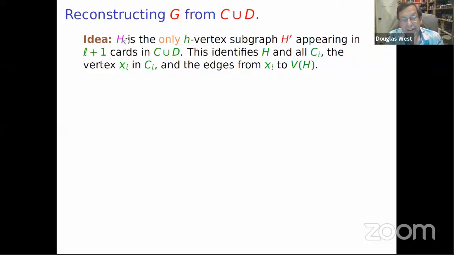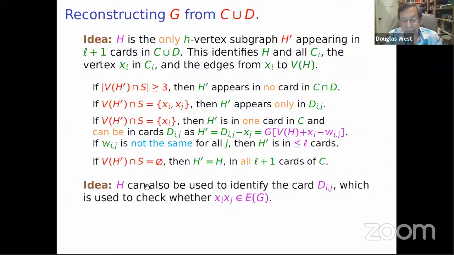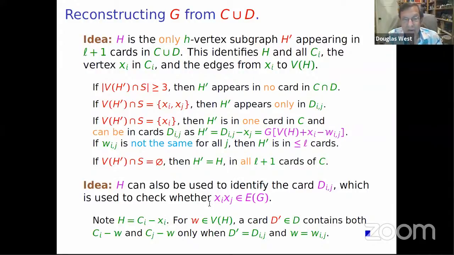Proving this claim that H is the only such graph is actually pretty easy. There's a small set of cases, depending on how many vertices you use from the special set, to show that any other h-vertex subgraph will appear in fewer cards. So I won't worry about the details of that. Then once we have H, we can use it to identify which card is D_ij, and we'll know which vertices are x_i and x_j in that card, and we can check whether they're adjacent. So that's basically how you prove that.